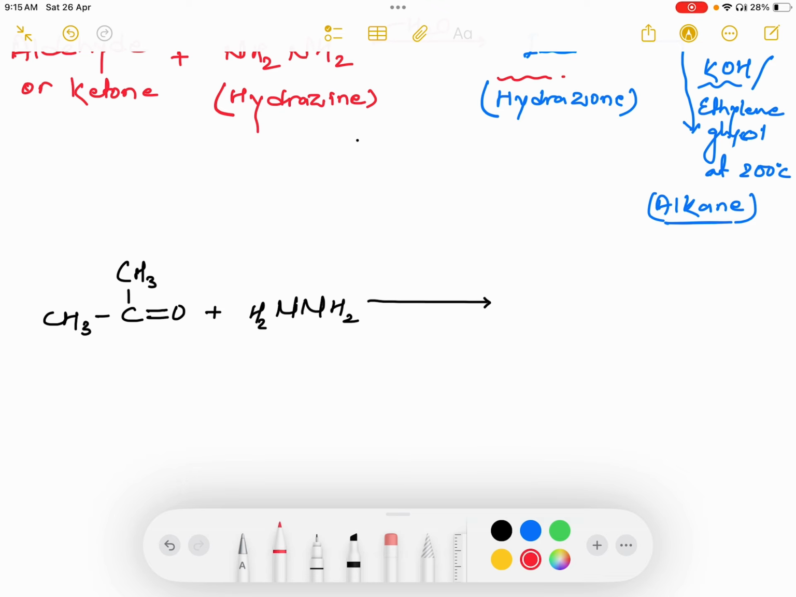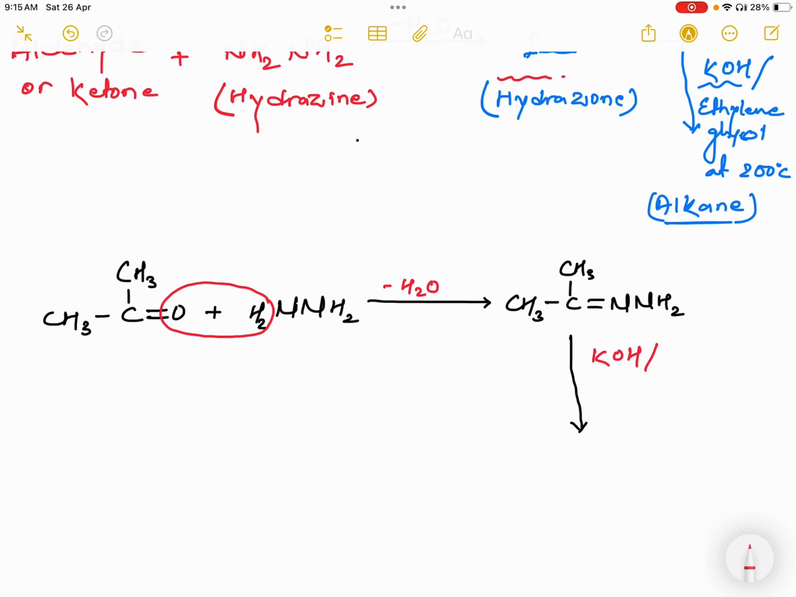So, this H2 group will be taken away by this O, and it will form an intermediate by the liberation of water, and they will form an intermediate hydrazone, which looks like CH3, C, CH3, double bond N, NH2. Now, this is further being treated with KOH in the presence of ethylene glycol at 200 degree C.